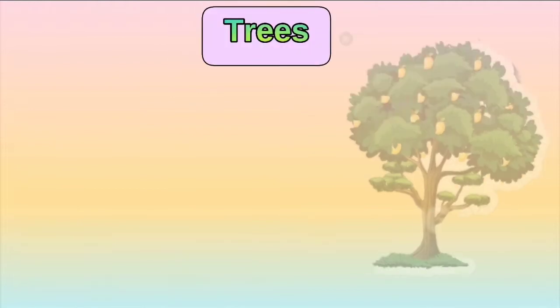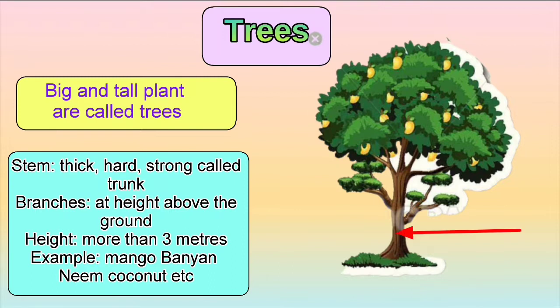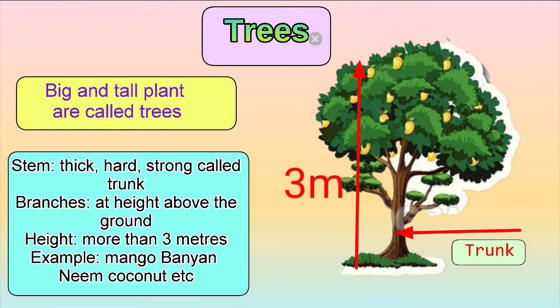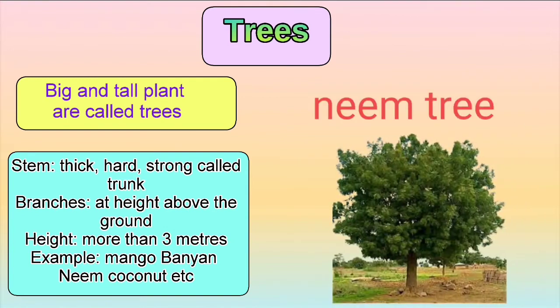Trees. Big and tall plants are called trees. Their stem is thick, hard, and strong. It is called trunk. Trees have branches at some height much above the ground. Trees grow more than 3 meters. Trees bear flower and fruits. For example, mango, banyan tree, neem, coconut, etc.